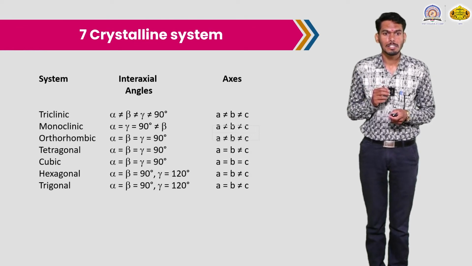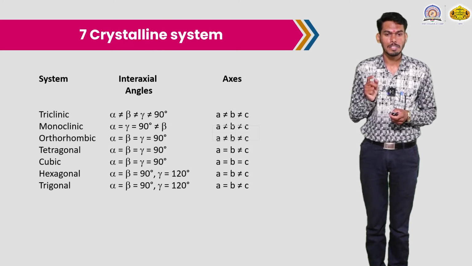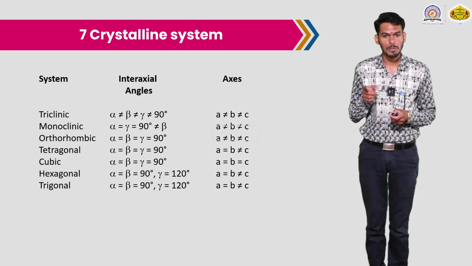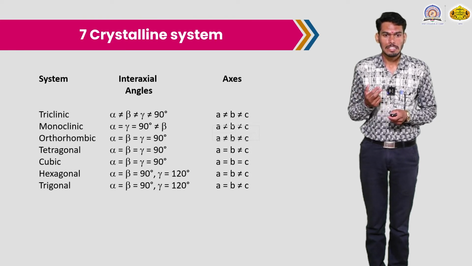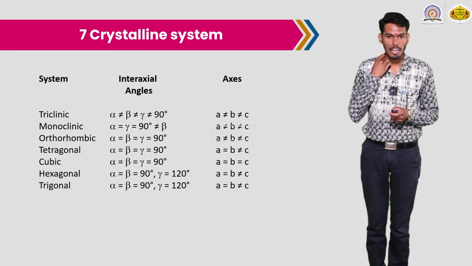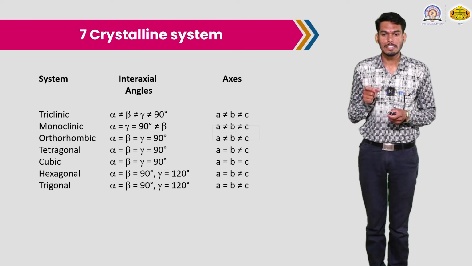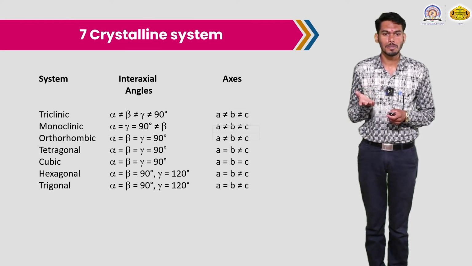The second crystal system is monoclinic. In monoclinic, alpha is equal to gamma, which is equal to 90 degrees, whereas beta is not equal to alpha and gamma, and is not equal to 90 degrees. The axes are also different: A is not equal to B is not equal to C. The third crystal system is orthorhombic. In orthorhombic, all angles are 90 degrees, that is alpha is equal to beta is equal to gamma, whereas all axes are different. So A is not equal to B is not equal to C.